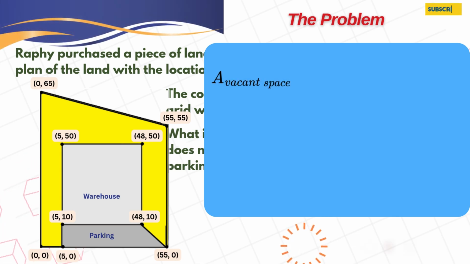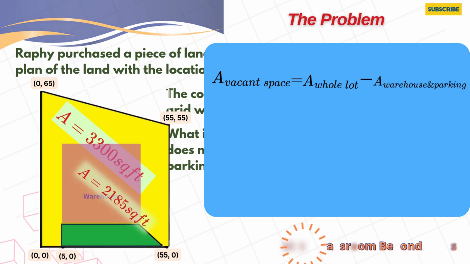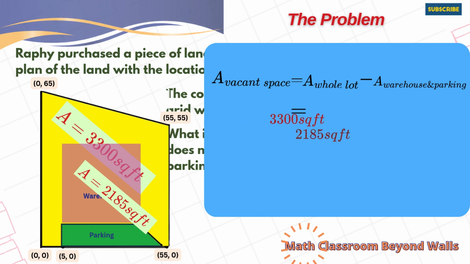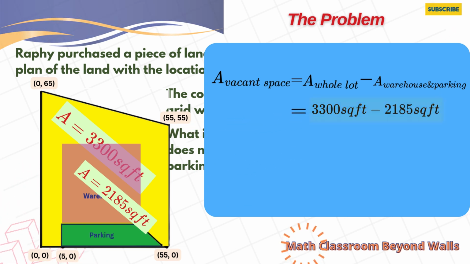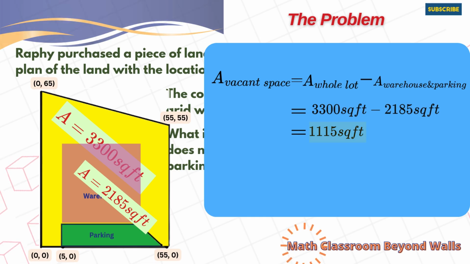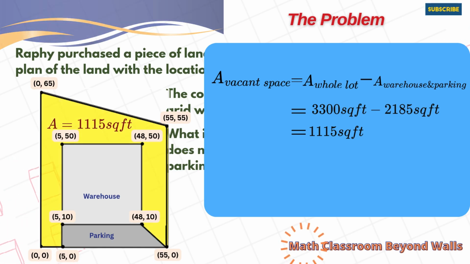So, the area of the vacant space is equal to the area of the whole lot minus the area covered by the warehouse and the parking. Plugging in the values, we have 3,300 square feet minus 2,185 square feet is 1,115 square feet. Bingo, we got it. The area of the land that does not include the warehouse and the parking is 1,115 square feet.